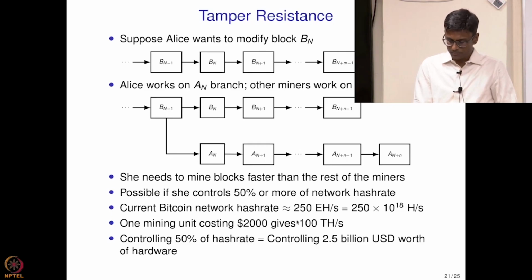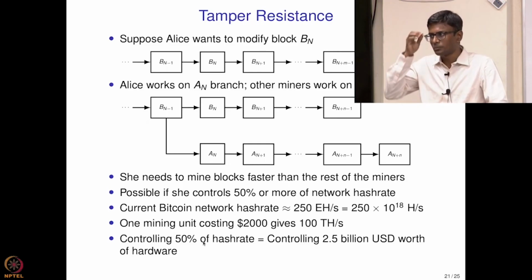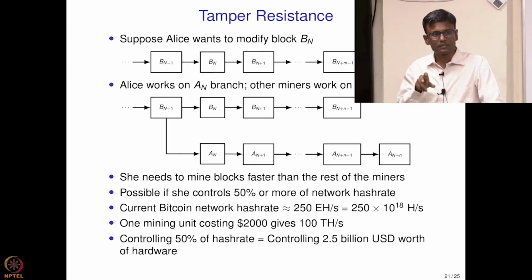If she can do this, if she controls 50% of the hash rate, she can rewrite the history of the Bitcoin blockchain. So a blockchain by itself is not immutable. It's not like an immutable ledger. Once you put it on the blockchain, it's not. You can change the history, but it costs a lot of money.